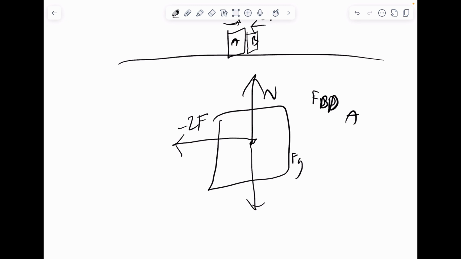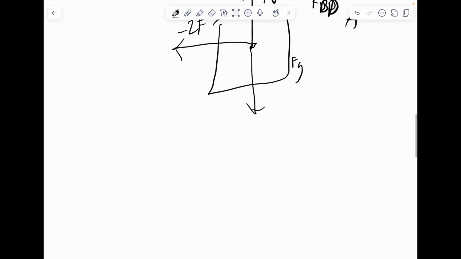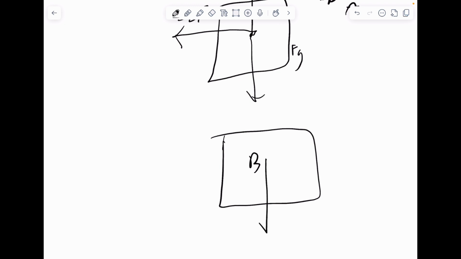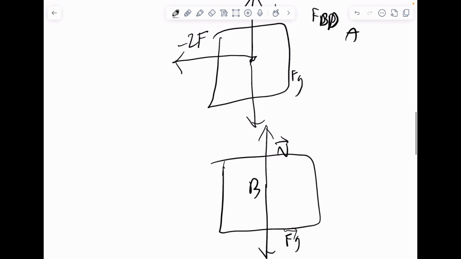Now, what if I want to draw for B? Well, B is actually pretty similar. Oh, this is not a good looking box. Hold on, let me fix this. Okay, this looks better. Like I said before, we would have the force Fg and the normal force. These two are meant to be the same. So if they don't look the same, that's my bad. But normal force and gravity should be the same.